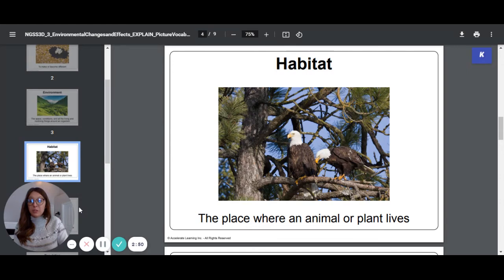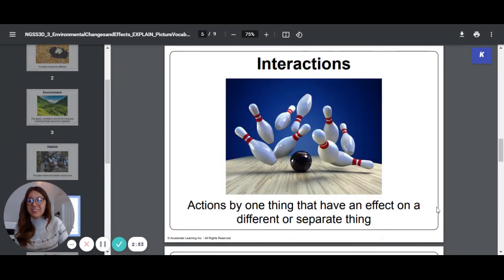Habitat. Your next word is the word interactions. Say the word interactions. Good. Interactions are just actions by one thing that have an effect on a different or separate thing. So it's how two things interact or how one has an effect on another. So in the picture here, you see the bowling ball hitting or interacting with those pins, and it's knocking them down. Now we know that there are a lot of interactions between people and the environment, like maybe pollution, right? That's a negative interaction, and that would really impact animals and plants.